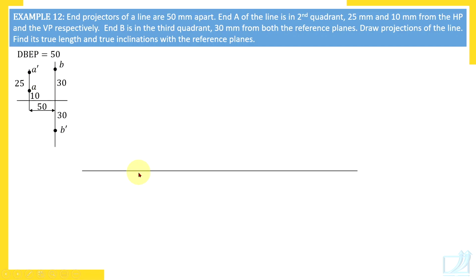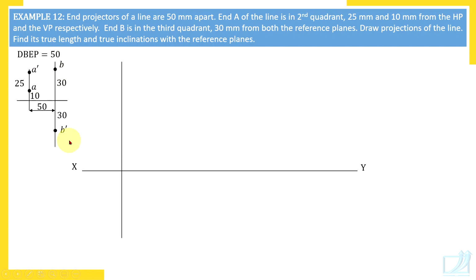Let's draw. You must be able to bring all these measurements on paper and very easily you will be able to bring it. Here it is projector of reference point. And one more thing. Reference point is a point on the line whose position from both the reference planes is given. In this problem, there are 2 such points whose position from HP and VP is given. So when more than one point has its position known from HP and VP, then any one of those points you can consider as a reference point. So we have chosen point A as a reference point, not B.